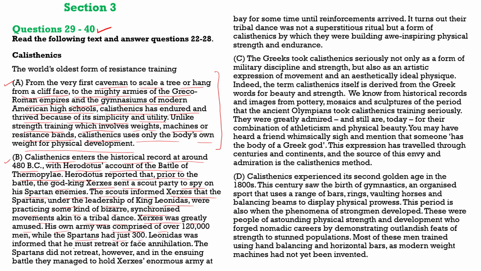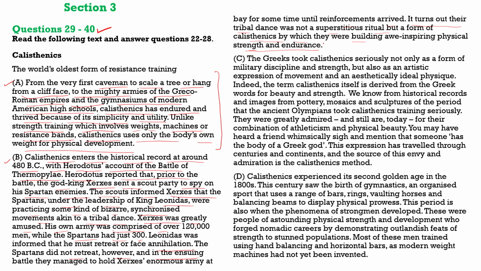Leonidas was informed that he must retreat or face annihilation. The Spartans did not retreat, however. In the ensuing battle, they managed to hold Xerxes' enormous army at bay for some time until reinforcements arrived. It turns out their tribal dance was not a superstitious ritual but a form of calisthenics by which they were building awe-inspiring physical strength and endurance.